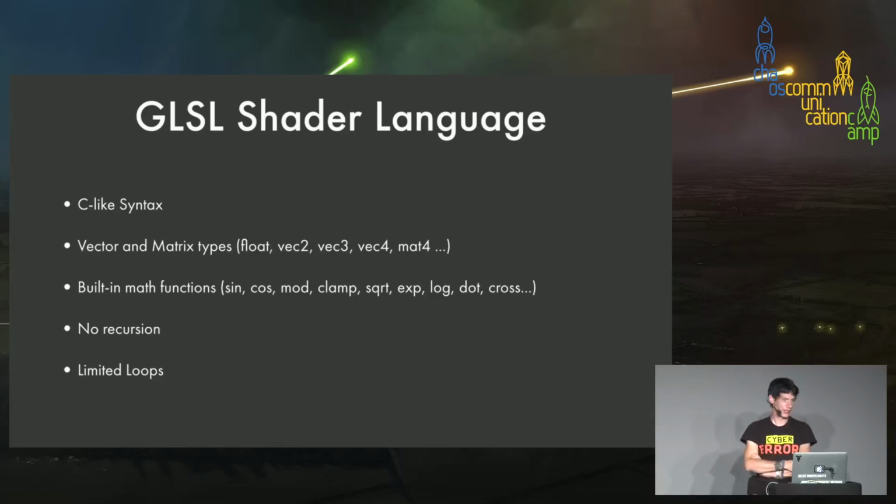You don't have any recursion. You can write functions, but you're not allowed to call yourself. And there's only limited support for loops. You can have loops, but you need to know how often they're going to run at compile time. This is because that rendering pipeline is very tight for speed, and the GPU needs to know how long it will take in order to set things up correctly.